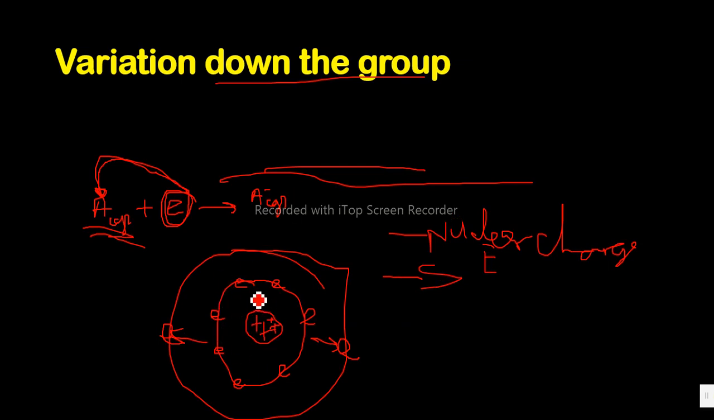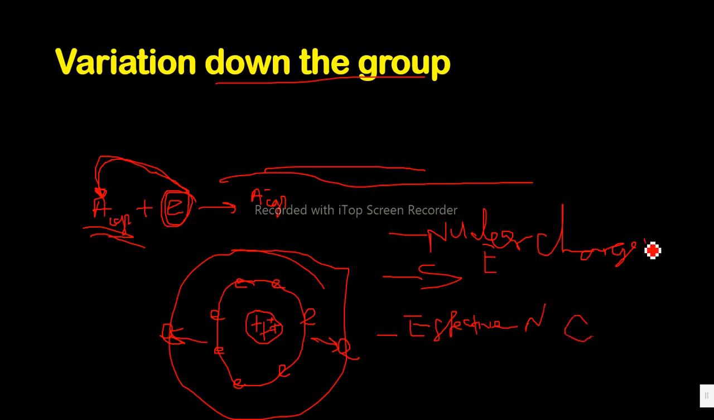But now, the resultant effect between the two: maybe the nuclear charge is way higher than the screening effect, or the screening effect is way above the nuclear charge, so the screening effect outweighs the nuclear charge. That is the resultant effect, and the resultant effect is what we refer to as the effective nuclear charge.